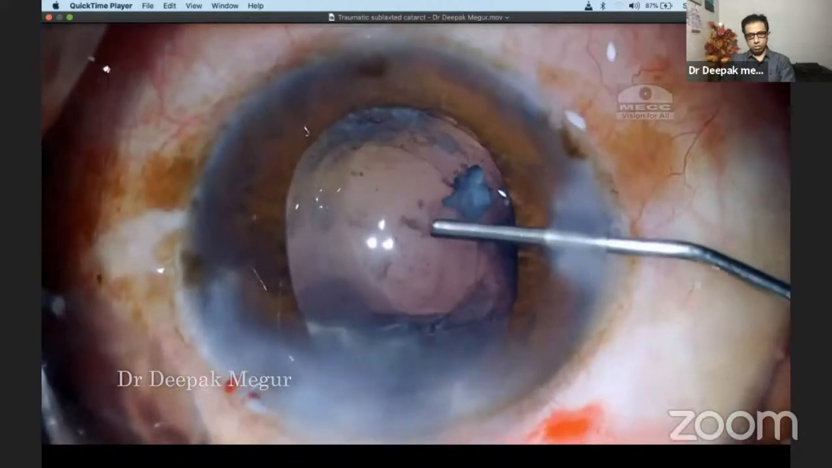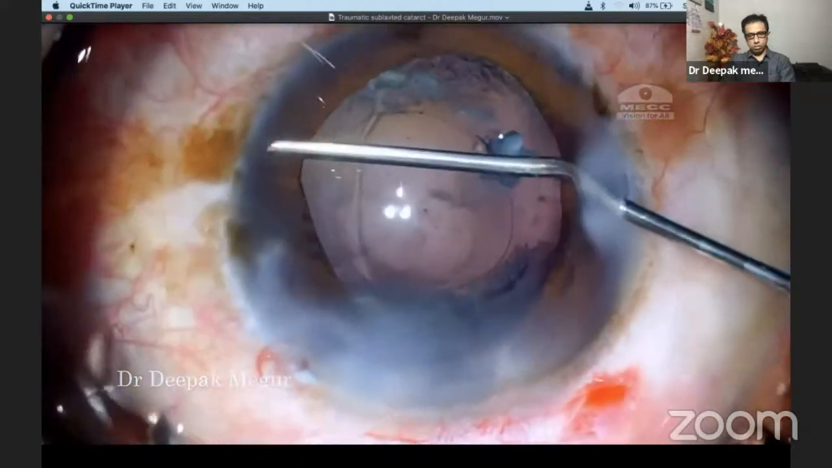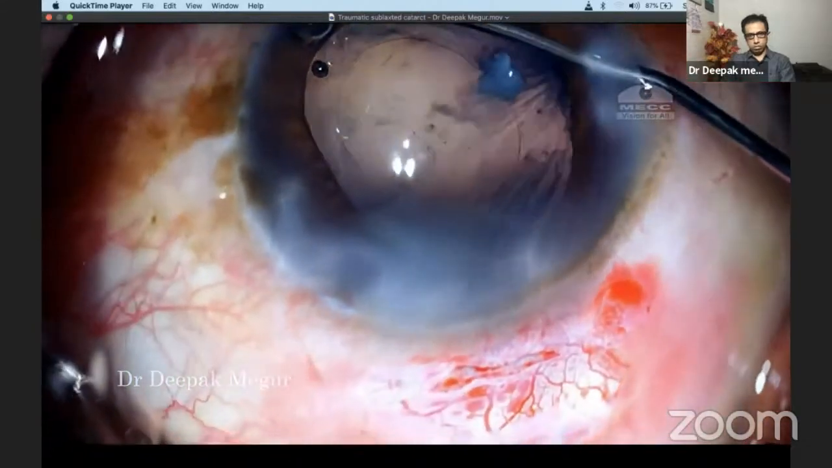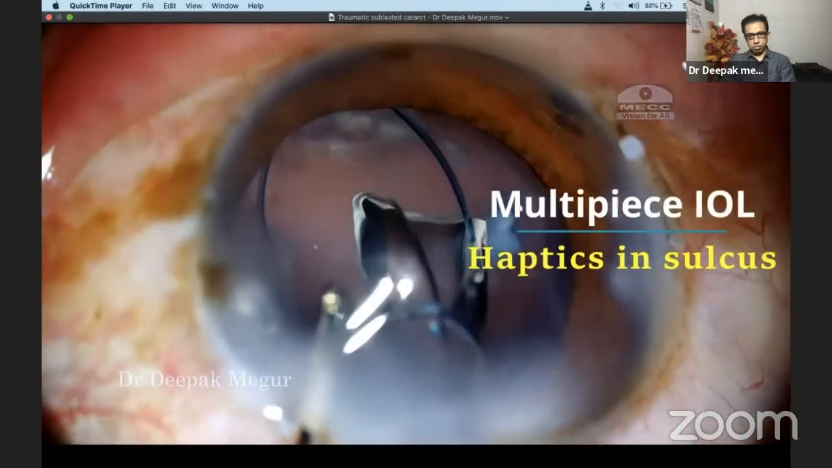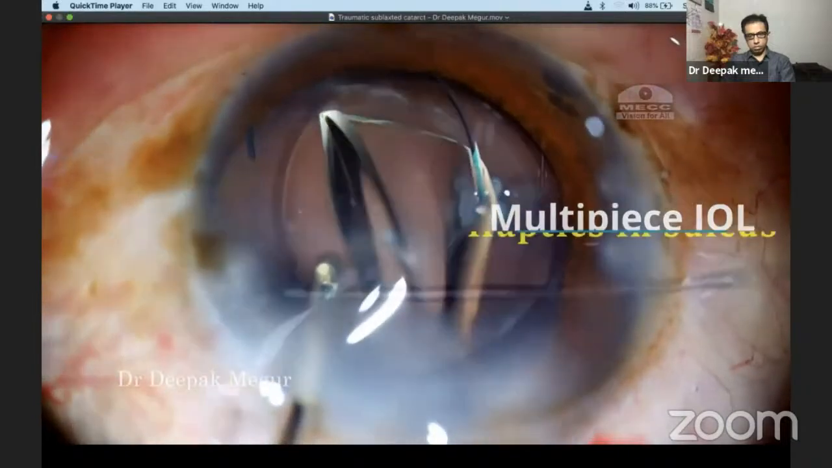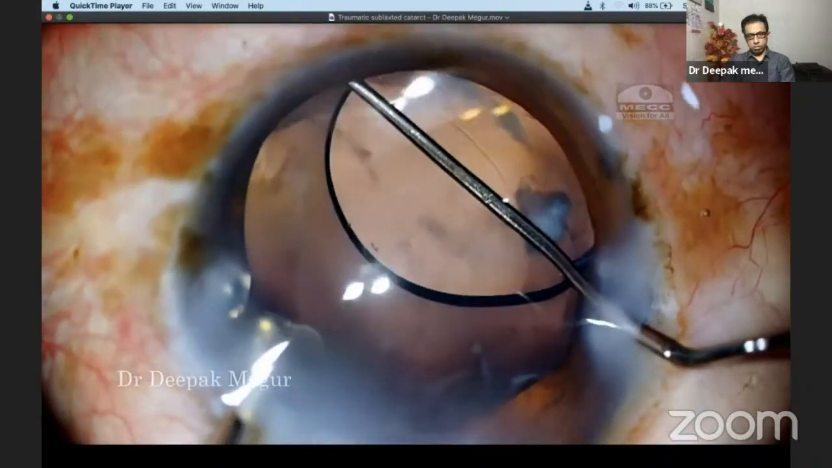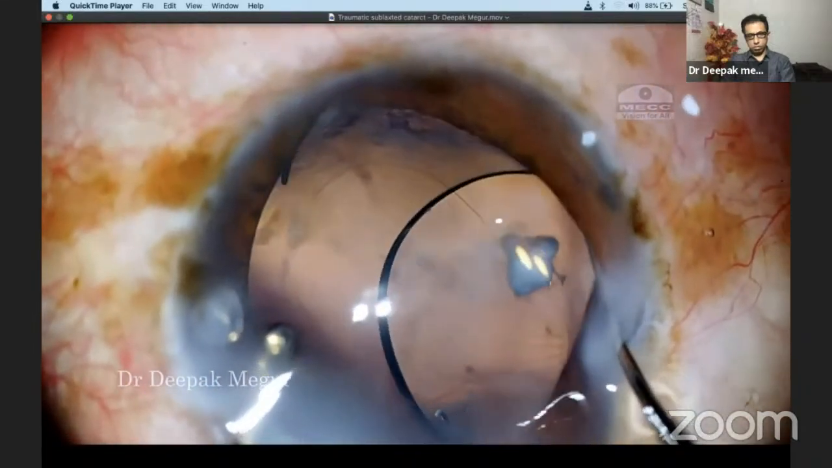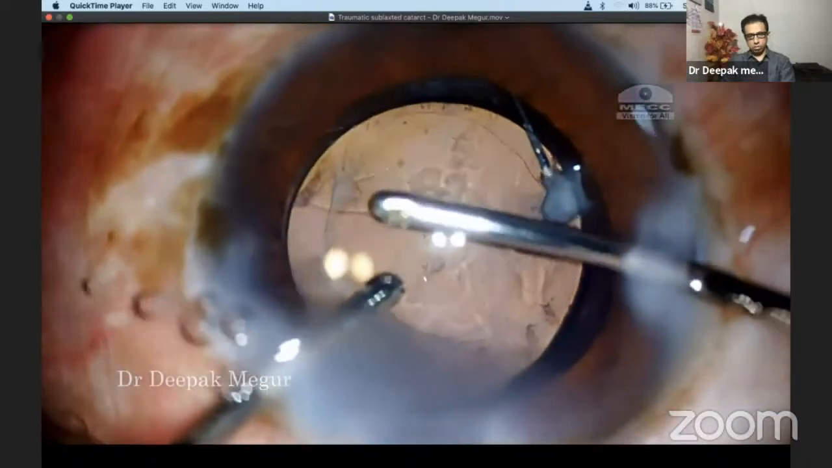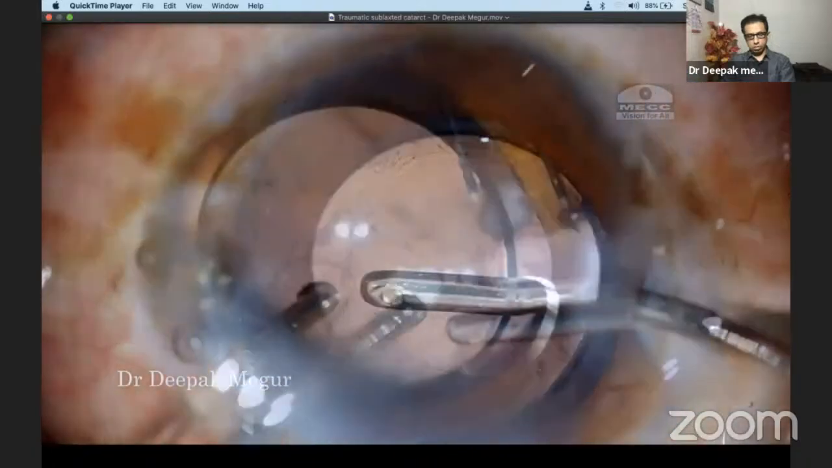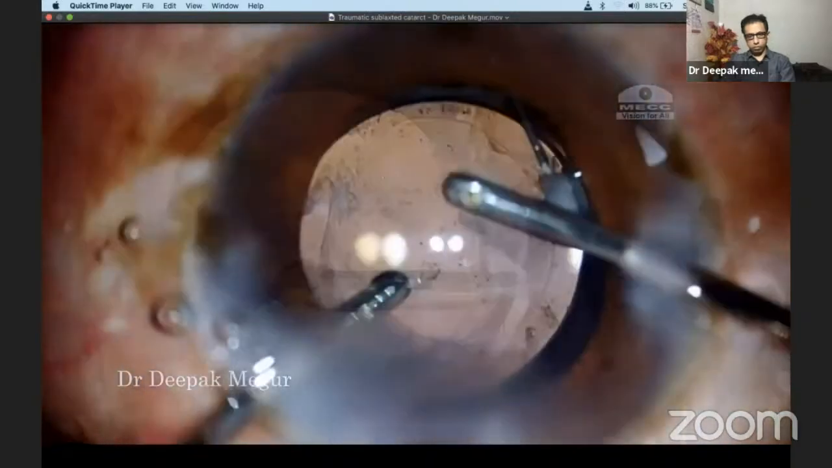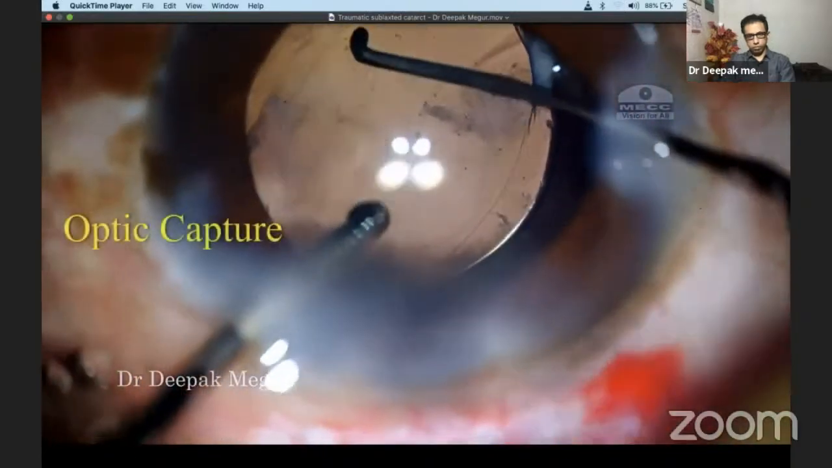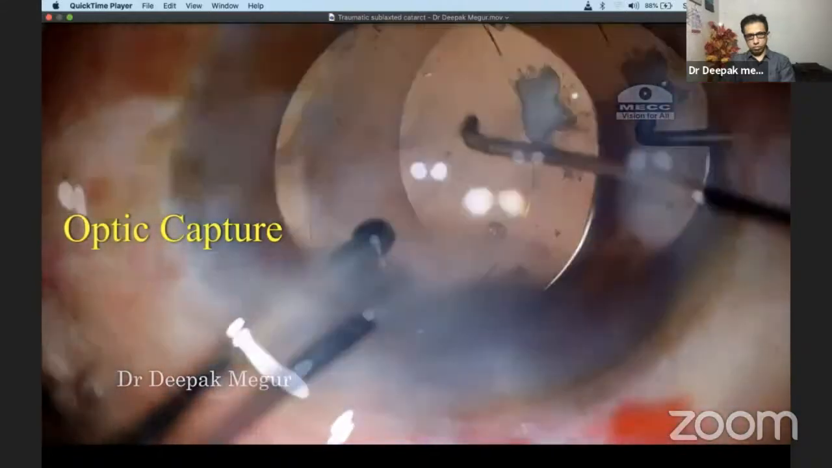Now is the time to implant the lens. I'm using sodium hyaluronate to create some space. The plan again is to implant the multi-piece lens with the haptic in the sulcus and then trap the lens behind the rhexis margin to achieve an optic capture. So first, it's important and critical that we go back behind the lens and remove the OVD which we have used. Once the sodium hyaluronate is removed, now we need to tuck the lens back posteriorly.